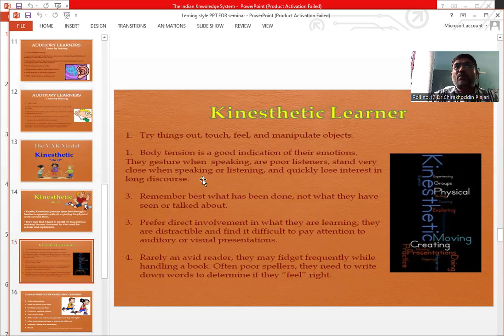They prefer direct involvement in what they are learning. They are distractible and find it difficult to pay attention to auditory or visual presentations. Rarely avid readers, they may fidget frequently while handling a book. Often poor spellers, they need to write down words to determine if they look right.